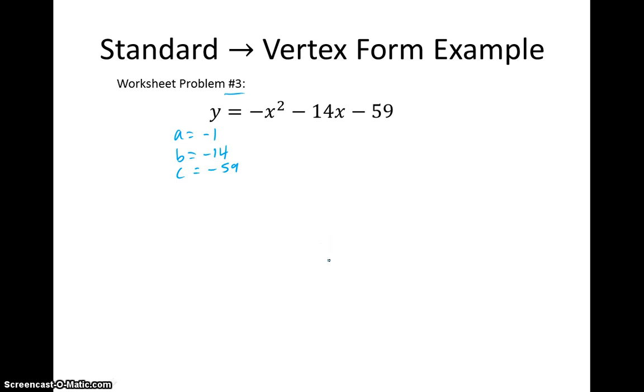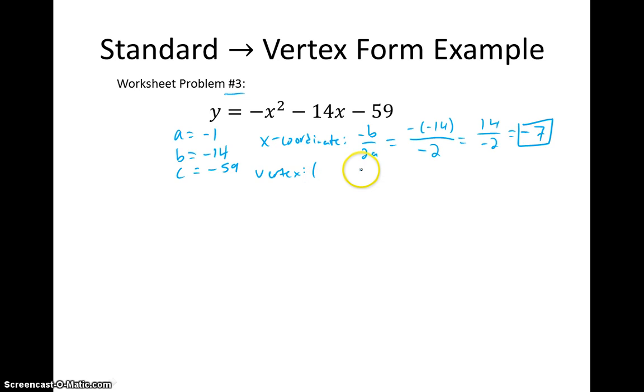So let's take a look here. So remember the x-coordinate. The x-coordinate is always going to be -b over 2a. -b over 2a in this case is going to be -(-14). Oh, good. So the negatives are going to cancel out there. Divided by 2a. Well, a is -1, so 2a is going to be -2. So that gives me a 14 over -2, which is -7. So that's the x-coordinate of my vertex. So my vertex is going to have an x-coordinate of -7. So -7 is my x-coordinate.